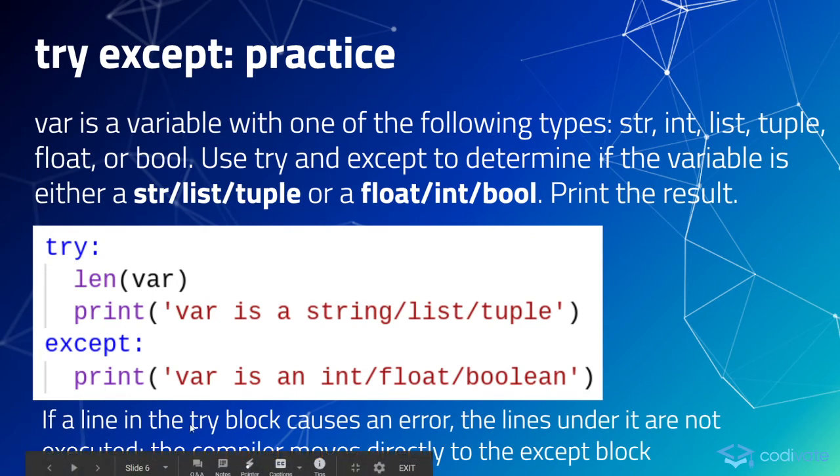This basically highlights what I just went over. If a line in the try block causes an error, in this case the length one, the lines under it are not executed and we go directly to the except.